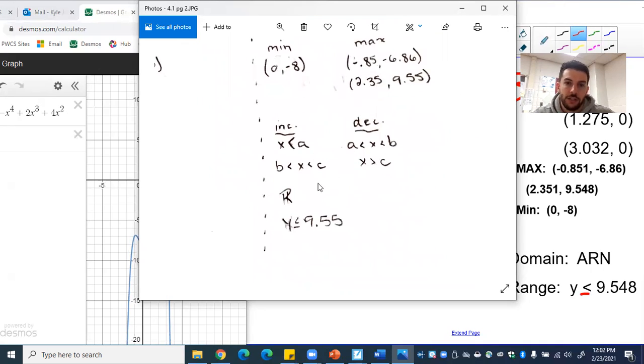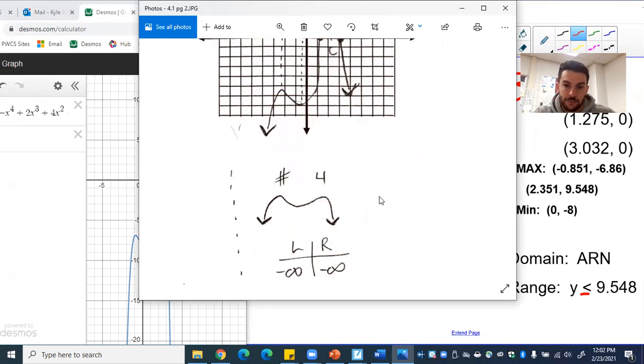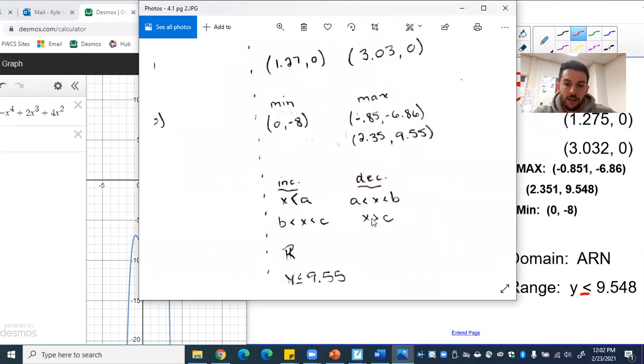And this notation right here is just another mathematical way of saying that. So it's increasing when X is less than A, to the left of A. Forever to the left, all the way until line A, it's increasing, it's going up. Then between lines A and B, it's decreasing. That's how we write that. Between B and C, it's increasing again, so we write it there. And when X is greater than C, it's decreasing forever. That's how we'd write that.